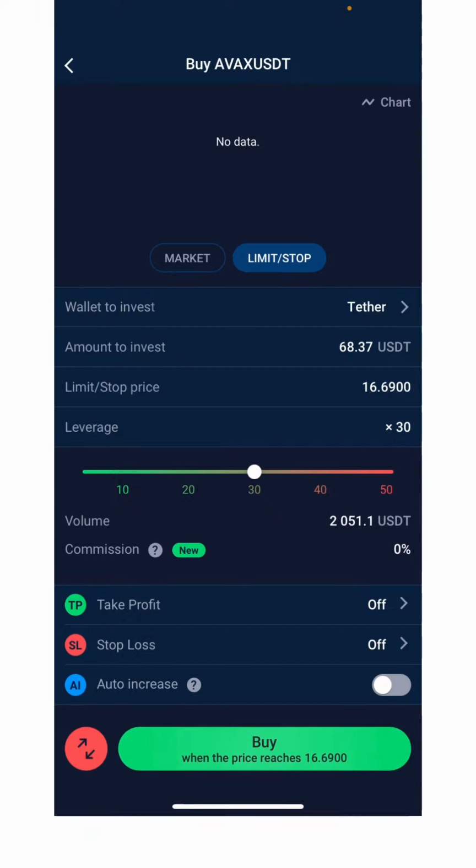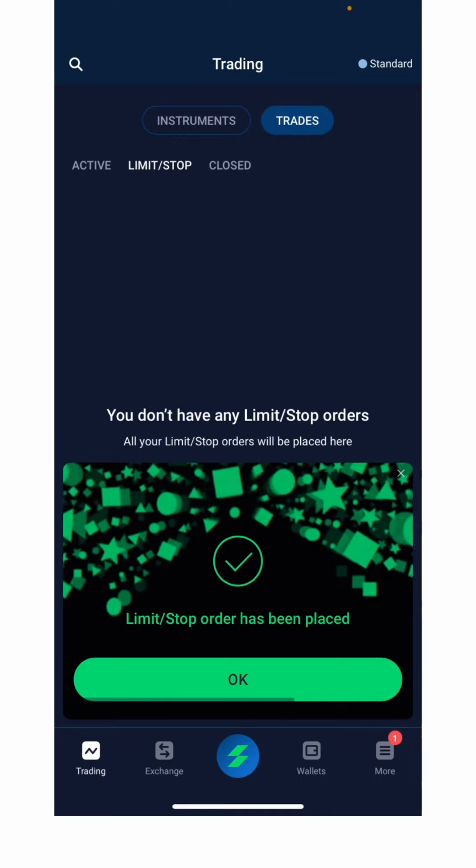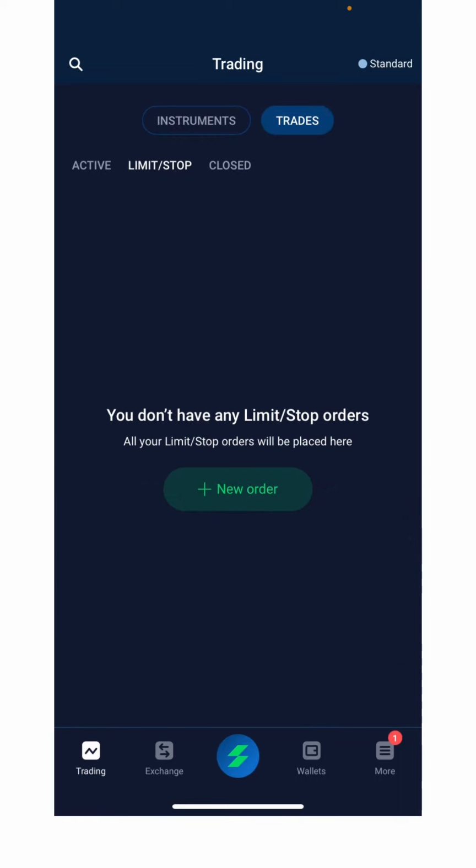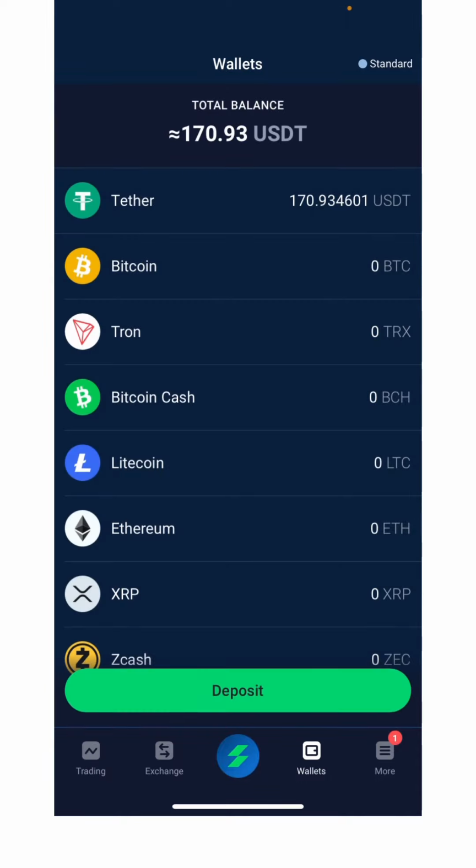16.69. Then you click on set. Then you click on buy. Okay, so when you click on buy, you should have your active trade here. So this is our limit orders. So right now I've just set a limit order.